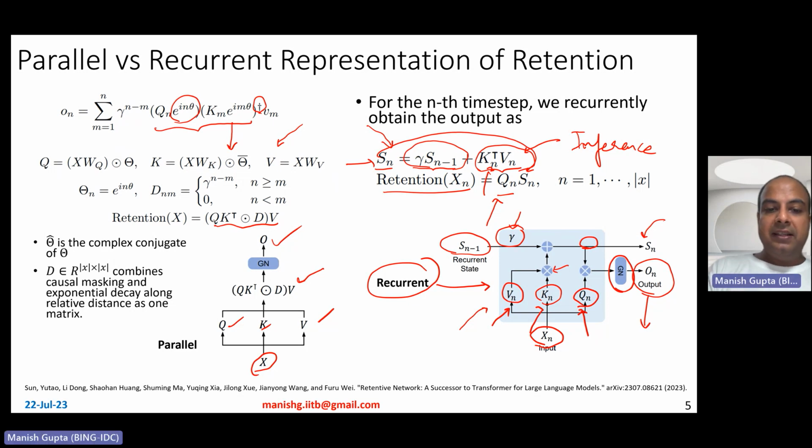Now this matrix D is very fancy. It combines causal masking, where you use the left tokens to supply information for the right tokens, while also doing exponential decay. So this gamma can also be thought of as exponential decay along the relative distance as you go from left to right.